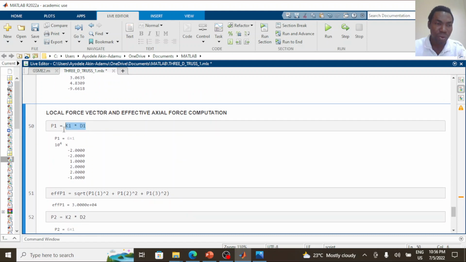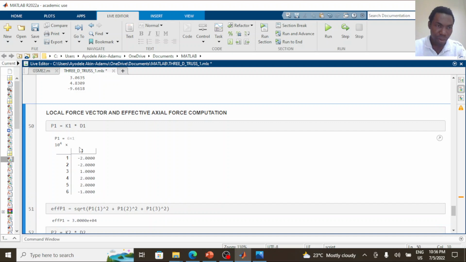Once we multiply these two, we get the axial force in the member in the X, Y, and Z direction at each node. So once this is multiplied, we get this 6 by 1 vector. The first three values represent the forces in the X, Y, and Z direction at node 1, while the last three, 4, 5, 6, represent the force at the end node. For element 1, the end node is node 4.